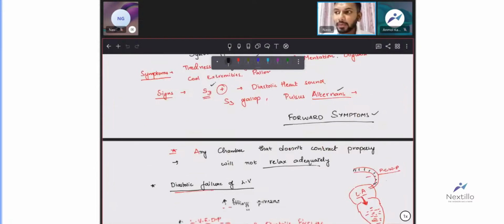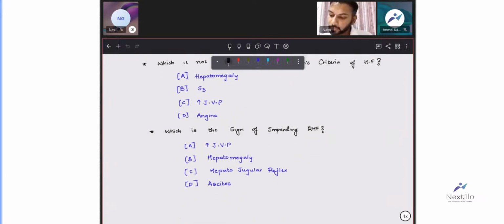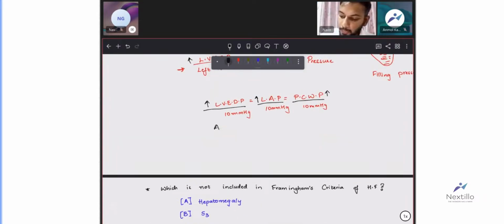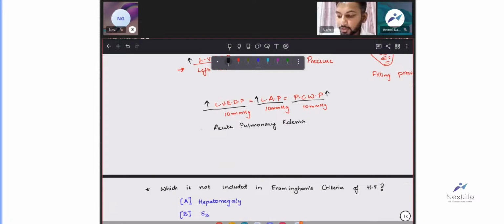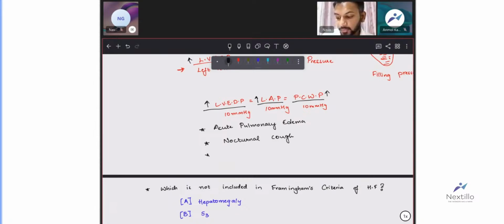Understood? So increased pulmonary capillary pressure can cause acute pulmonary edema, or if it is not severe enough, it can cause nocturnal cough, or it can cause dyspnea, or orthopnea, or paroxysmal nocturnal dyspnea. Don't worry, I'll explain all of this to you in a minute.